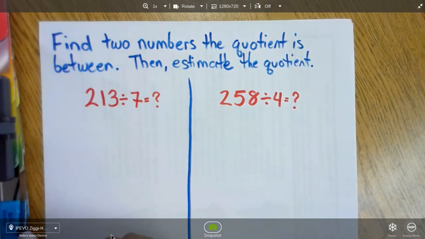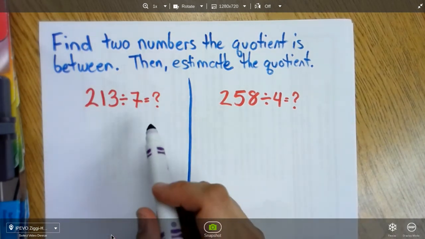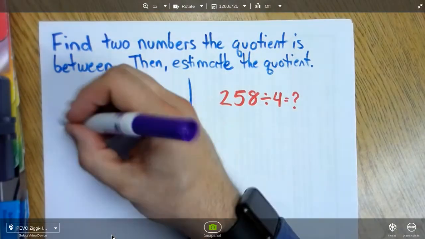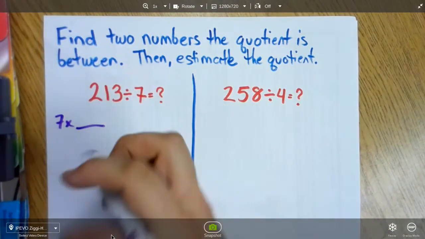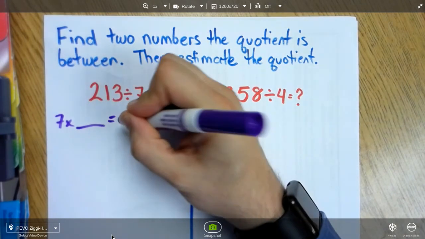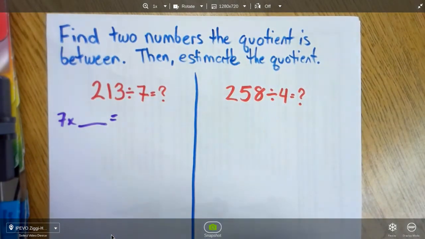So I've got 213 divided by 7. Well, let me work backwards. 7 times something equals something close to around 213. These are just notes for myself. I know that 7 times 10 is 70. 7 times 20 is going to be 140.